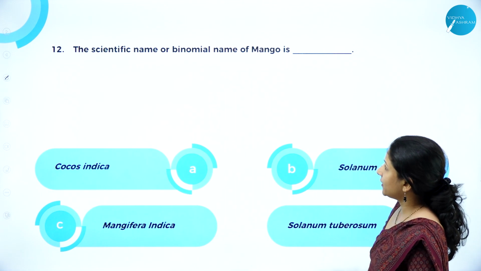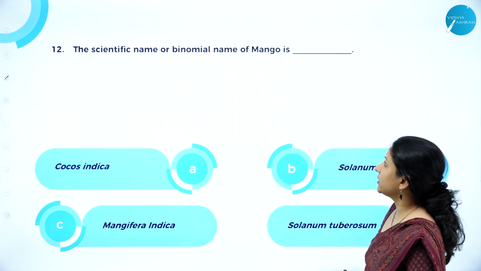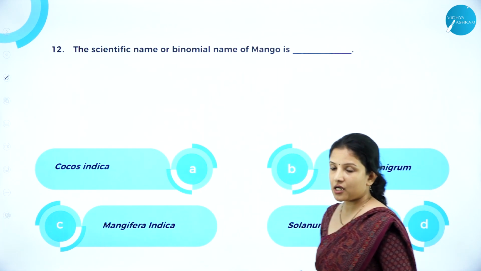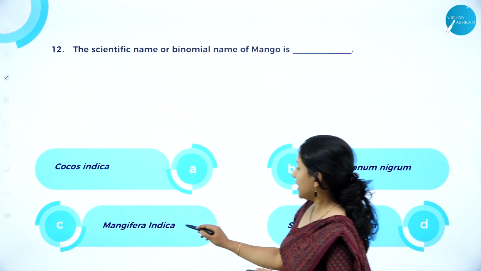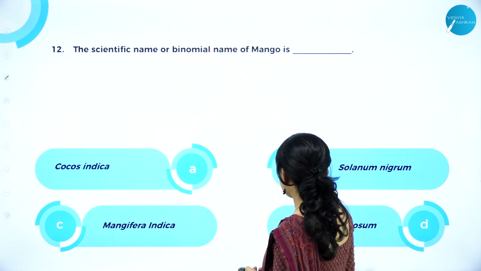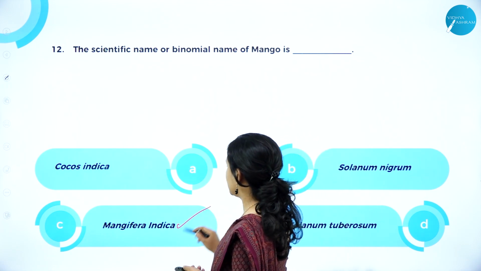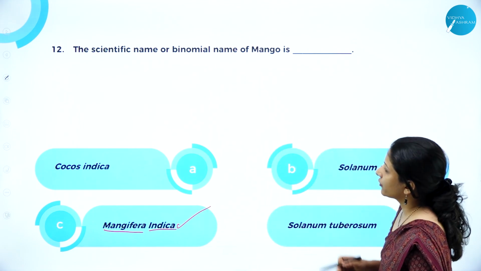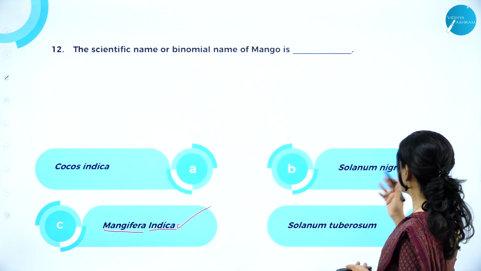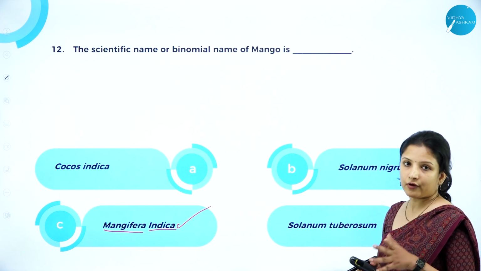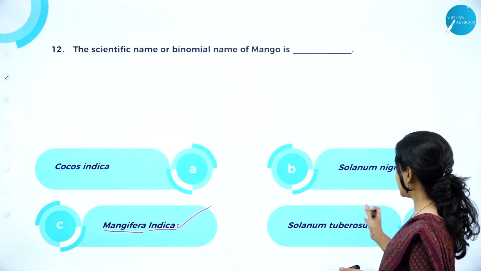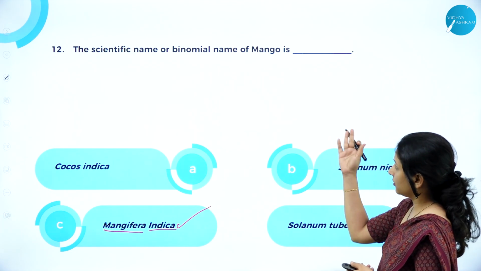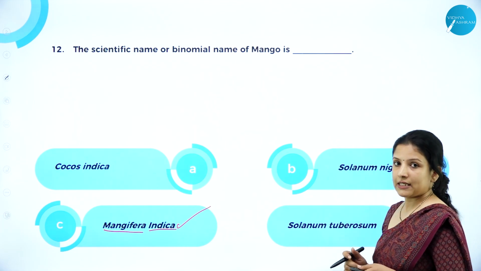Moving on to the next one. The scientific name or binomial name of mango is, what is it? It is Mangifera indica. Again here, the answer is Mangifera indica. So this is the answer, Mangifera indica. Or Coccus indica, it is wrong. Solanum nigrum, it is for a different plant. Solanum tuberosum is nothing but potato. So therefore, for mango, it is Mangifera indica.